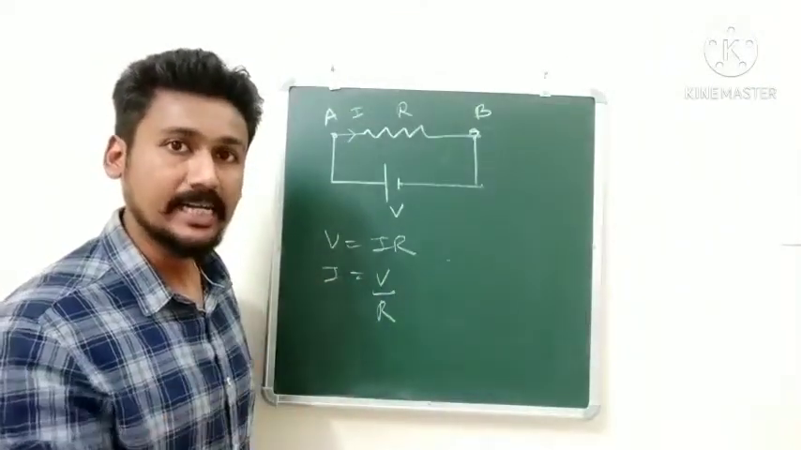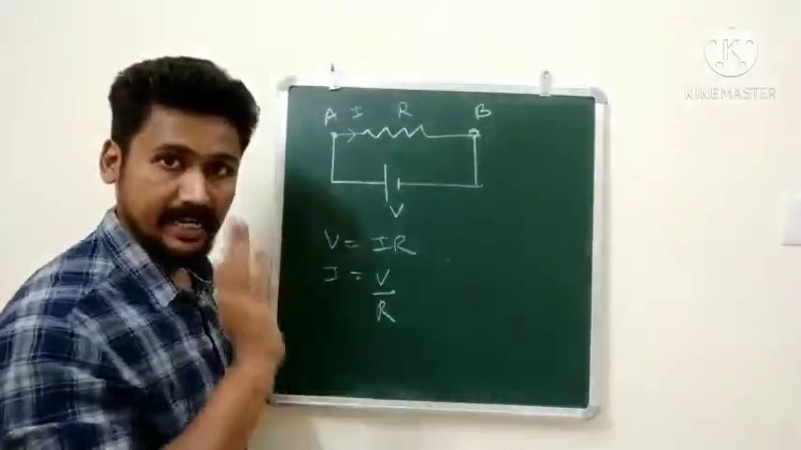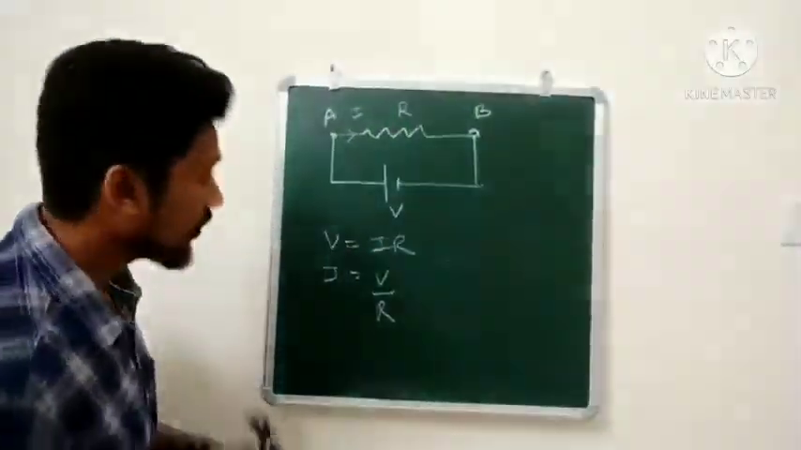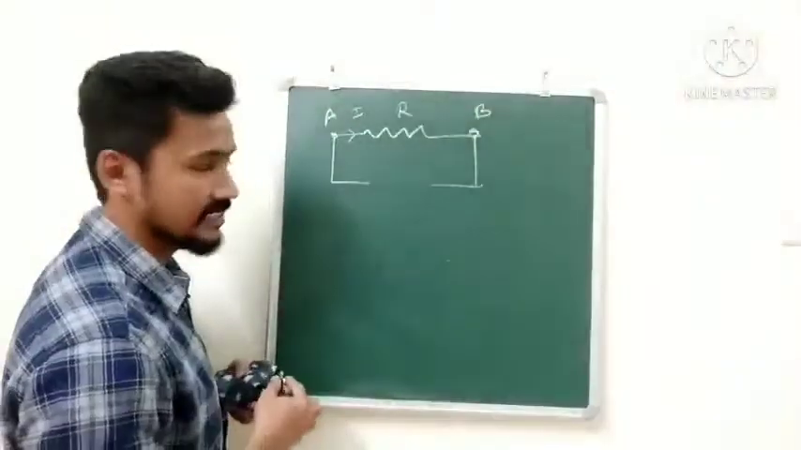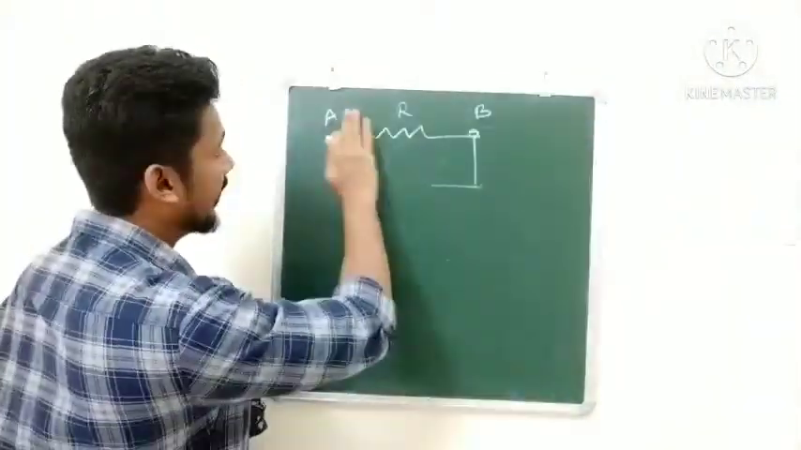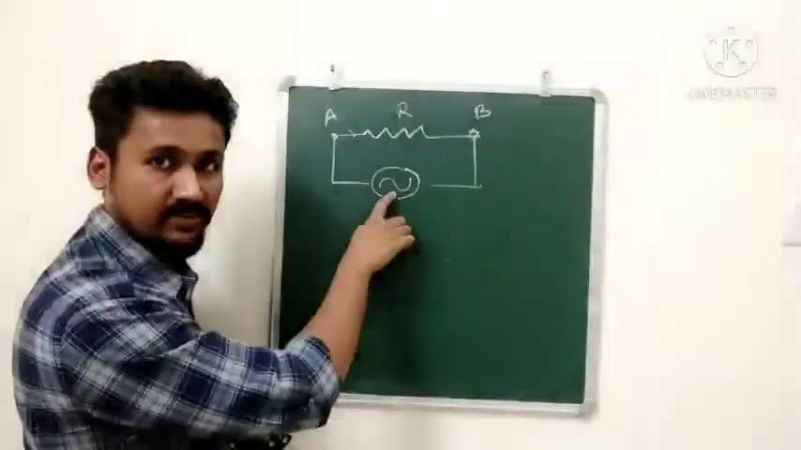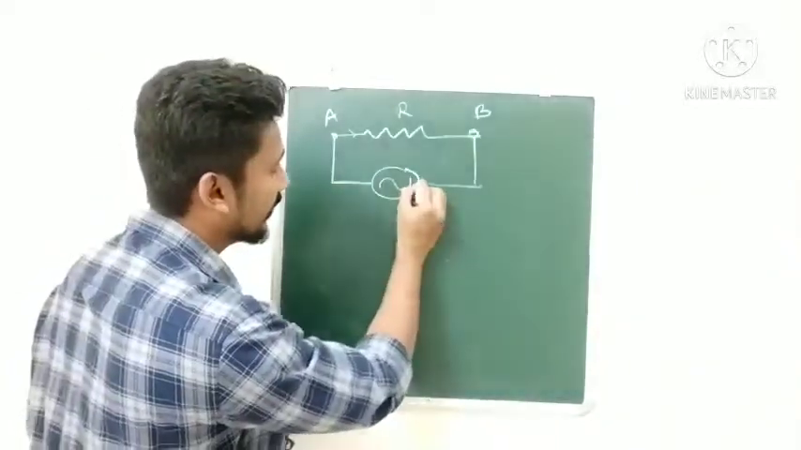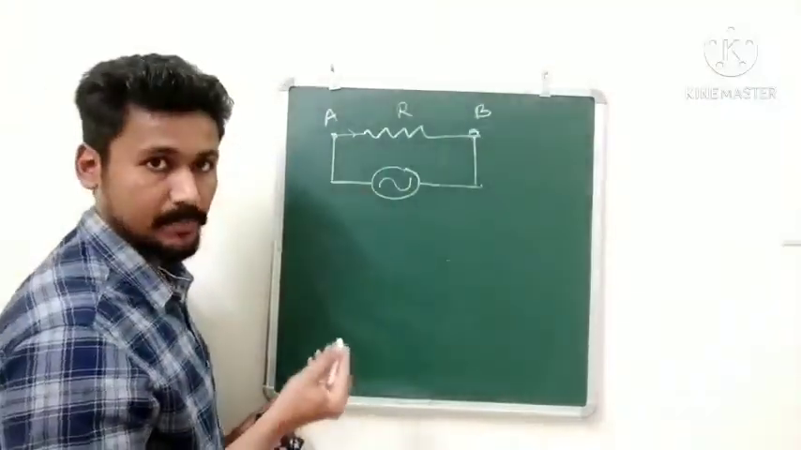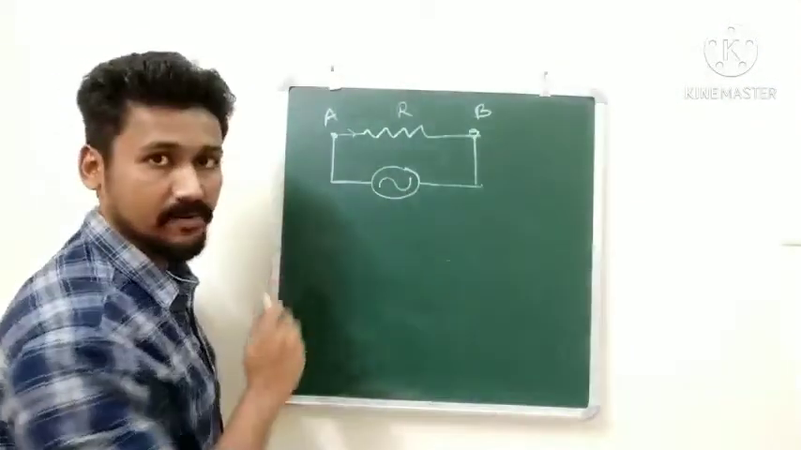Now that is about direct current. So what is alternating current? That is AC. Let us say we connect an AC power supply, so I am going to remove this DC cell and we are going to connect an AC power supply. AC supply is given by this symbol, that is a sine wave. So now we have a resistor R and we have connected an AC power supply.